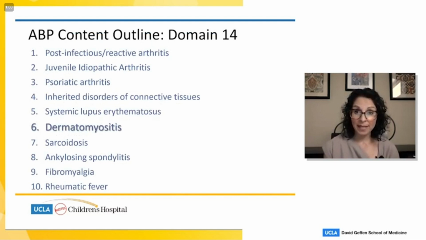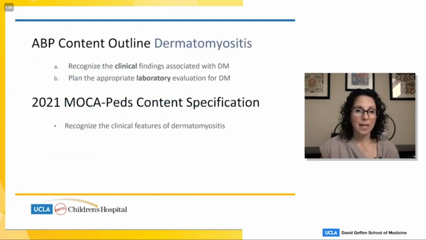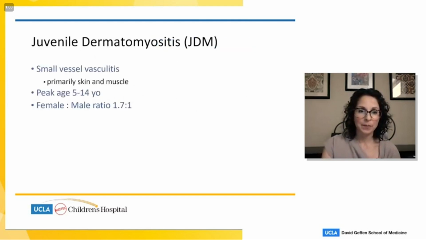Moving on to dermatomyositis. ABP apparently really wants you to know about dermatomyositis. They included it in the ABP content specifications as well as the 2021 MOCA-Peds content specifications. What's important to know is that this is an example of a vasculitis, a small vessel vasculitis, involving primarily the skin and the muscle, but it's a systemic disease and can involve other organs as well.